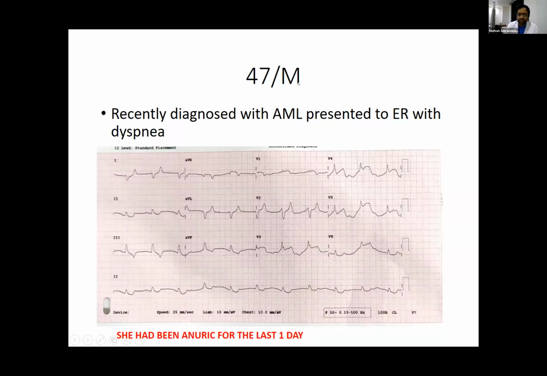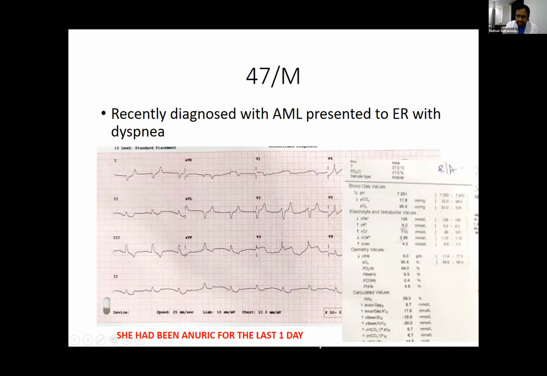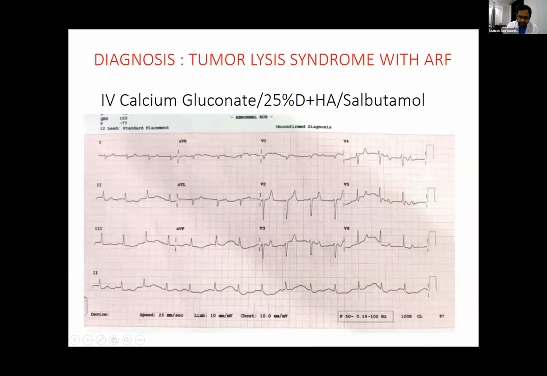This is actually a very, very scary ECG. You don't see a P wave, you see a tall T wave, and you see a large QRS complex. And after seeing the ECG, a history of anuria for 1 day was elicited. And the ABG also showed that the potassium was 8.2. So this is acute hyperkalemia and ECG changes secondary to tumor lysis syndrome.